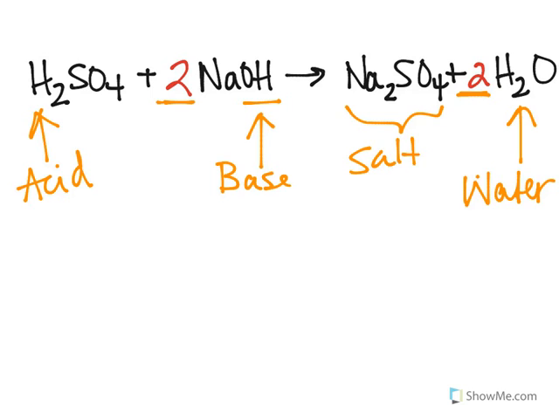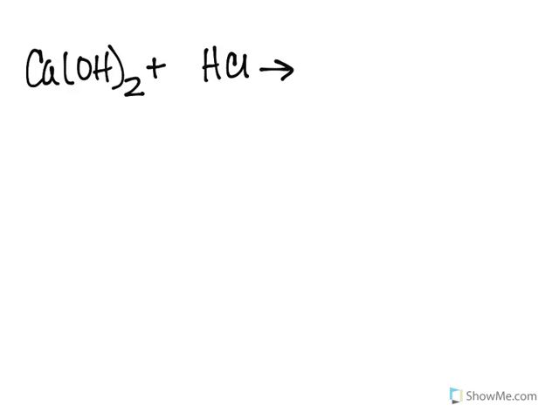Notice how I have labeled things here. That's the type of expectation that we have, that you can identify which thing in the reaction would be an acid and which would be a base. Let's take a look at another one here. This time we're going to write out the products. So how do we know for sure that we're getting the right products?